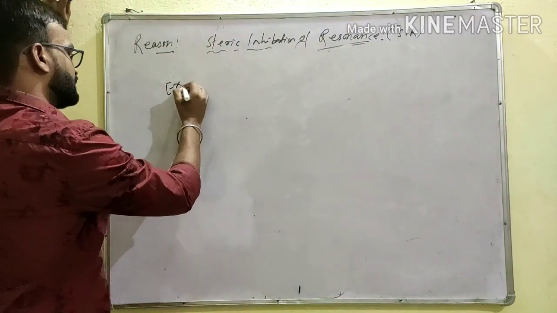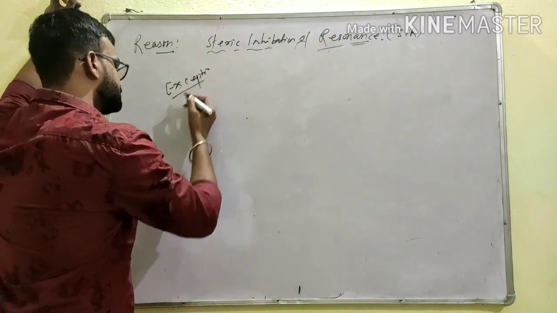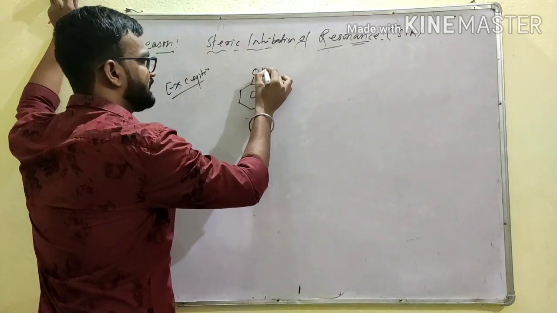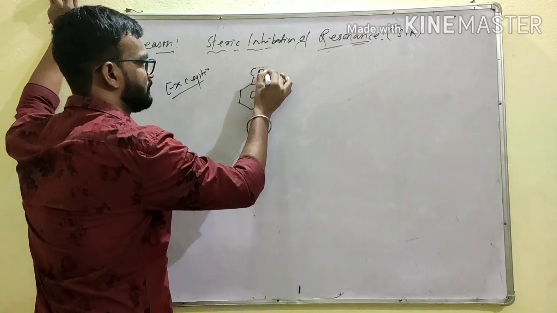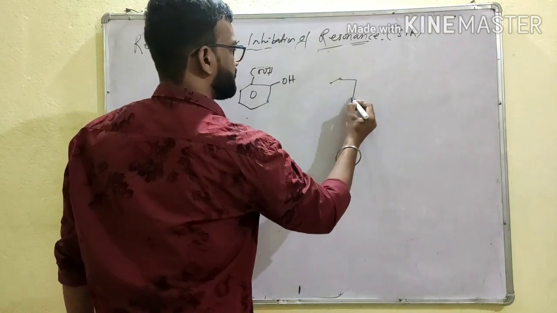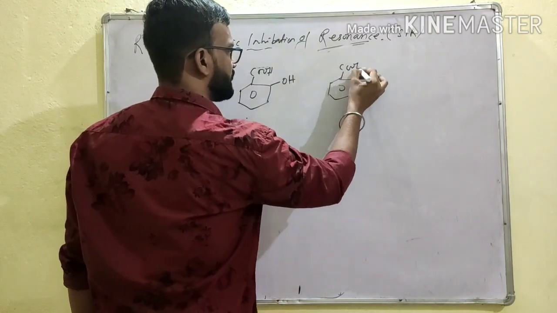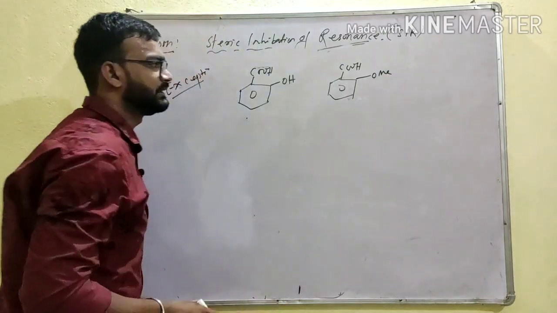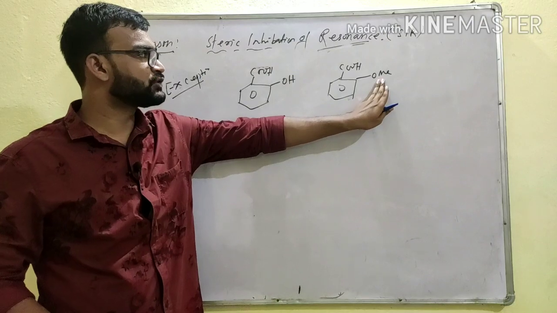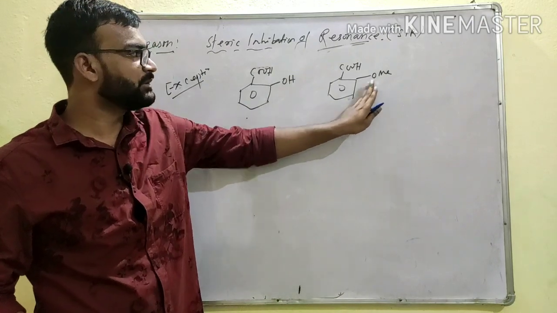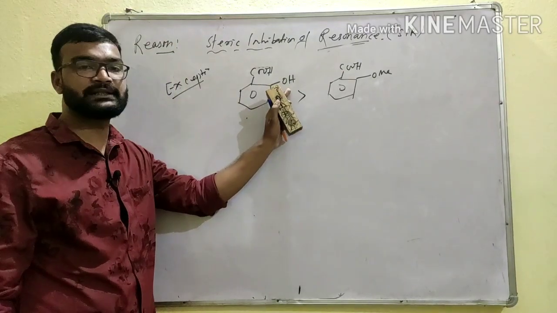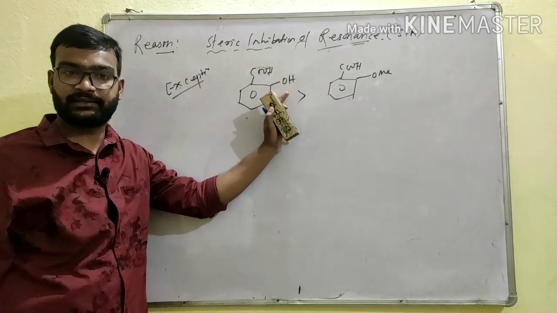Now what is the exception? Only one exception is there. Suppose this is your COOH group and at ortho you have a hydroxyl group OH. Now the other substituent is more bulky than OH, so you think it causes more steric inhibition of resonance and will be more acidic, but it is not so. The ortho hydroxy derivative will be more acidic.